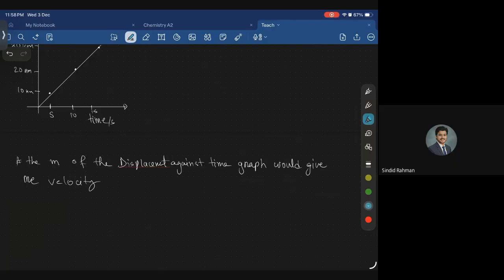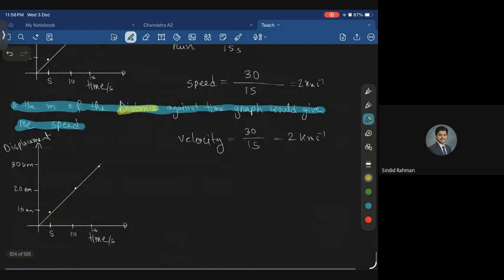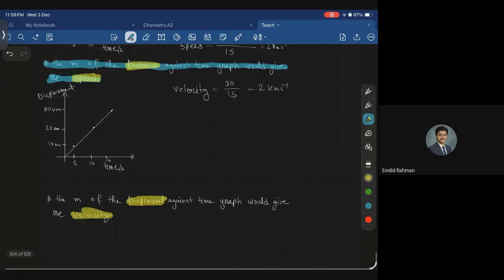Is it clear now? There was displacement, that's why there is velocity, and here it was distance, that's why this gives me speed. Is it clear? Yeah. Okay.